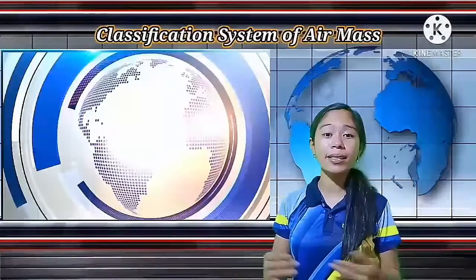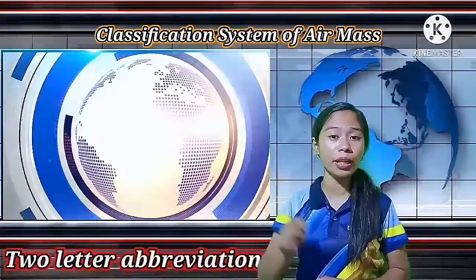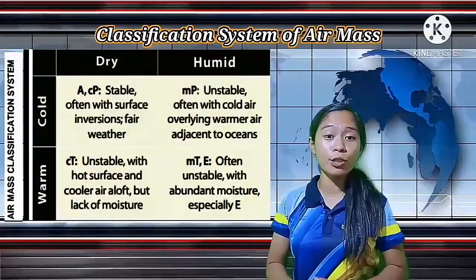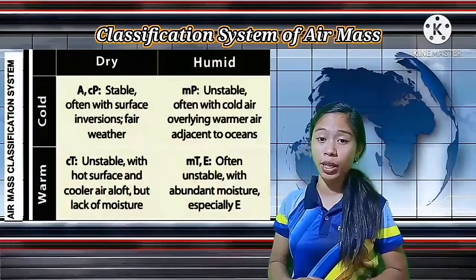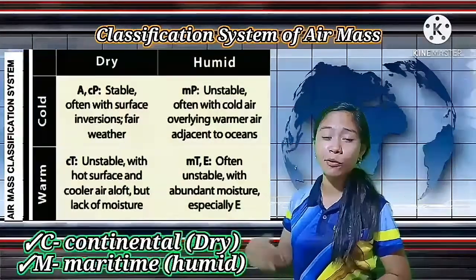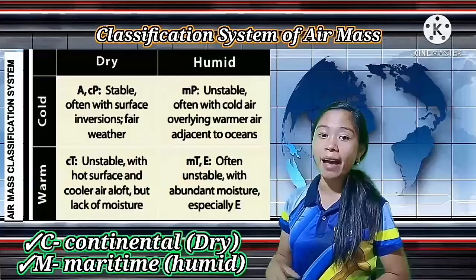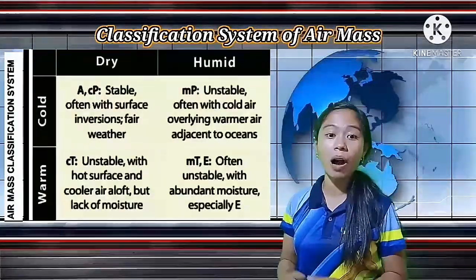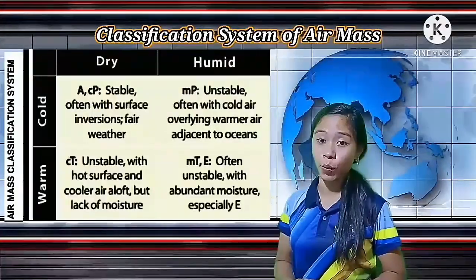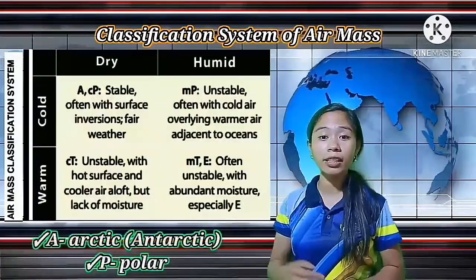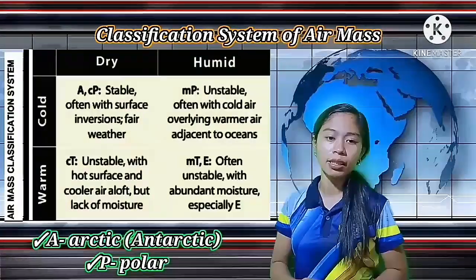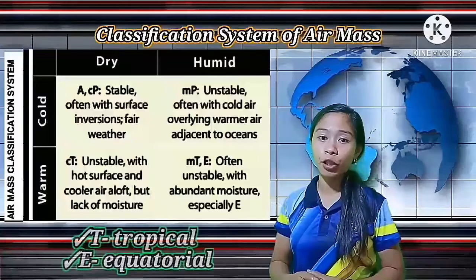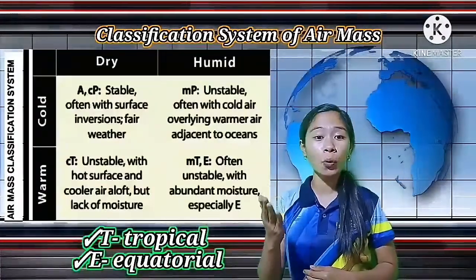The classification system for air masses uses a two-letter abbreviation. Let's look at the table. The first letter is lowercase and signifies the moisture characteristics, where c is for continental or dry, and m is for maritime or humid. The second letter is uppercase and refers to the temperature characteristics. A for the Arctic or the Antarctic. P for the polar, somewhat warmer than Arctic. T for tropical, and E for equatorial.